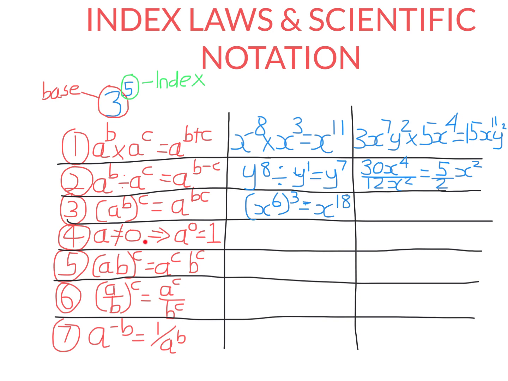So the fourth index law says anything except 0 when raised to the power of 0 gives 1. 0 to the power of 0 is undefined. You put it in your calculator, you will get an error. But 1 to the power of 0 is 1, 2 to the power of 0 is 1, negative 5 to the power of 0 is 1, and so on.